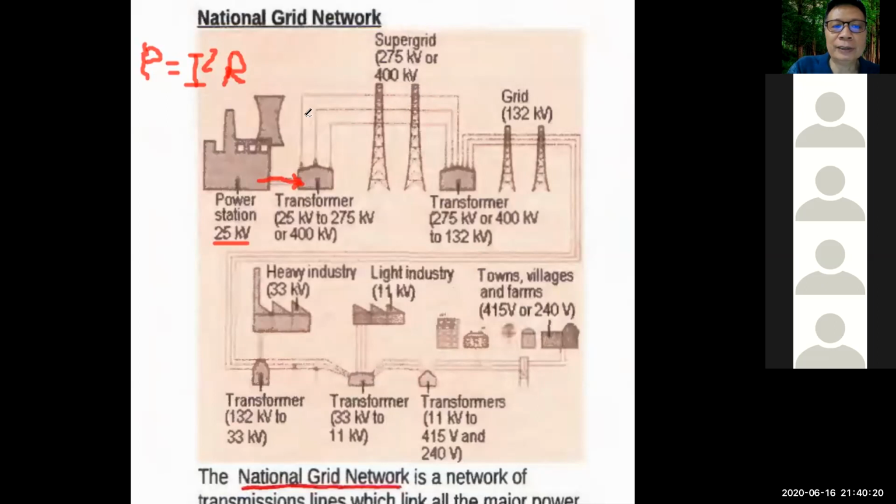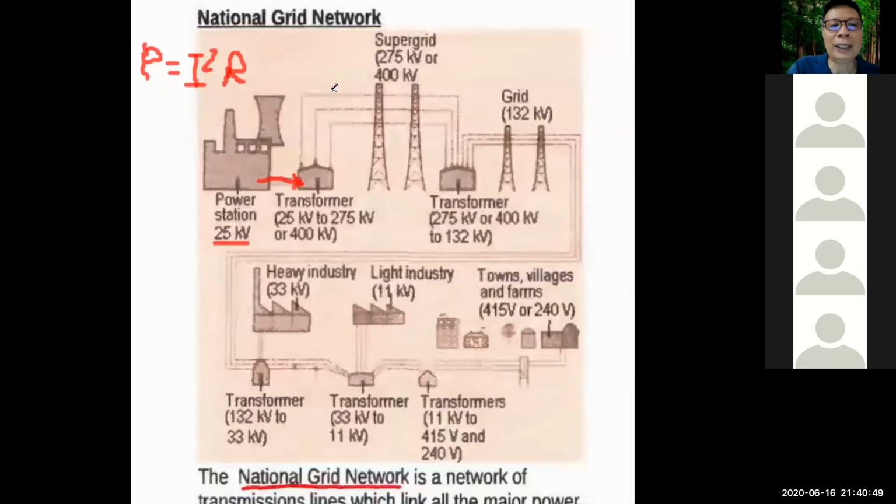Low resistance material, for example, copper. But copper wire is too heavy and very expensive. You want to hang it up very tall, very far. Copper wire is very heavy, very difficult to hang. Also, copper is very expensive, and a lot of people will go and steal the copper wire and sell it. Copper is very expensive, I tell you.